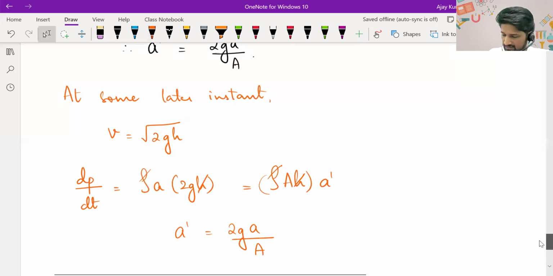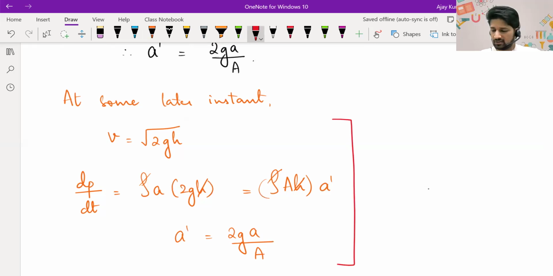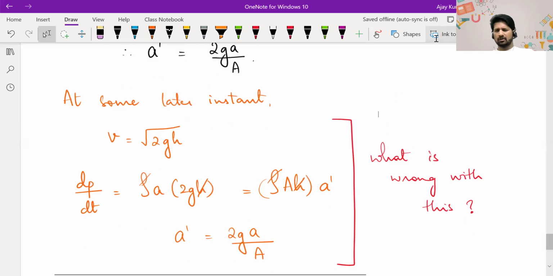But there is a flaw in this. There is a mistake in this procedure. Can any of you find out what is wrong with this? The acceleration will not be constant. But if you do it this way, you will get it as if it is constant. It's the same at all heights. There is something wrong in this. Can any of you identify what is wrong in this? I'll give you all a minute. Think about it. Any answer, anyone? What is wrong with this?